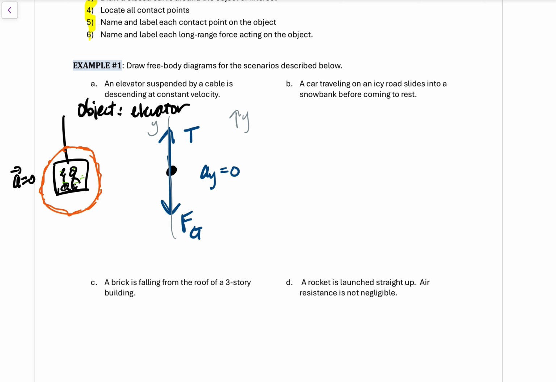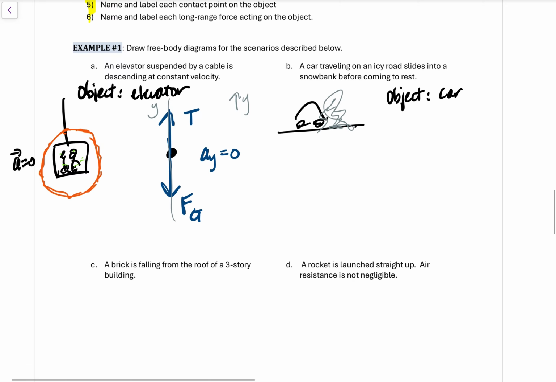All right, let's look at the second one. I have a car traveling on an icy road, sliding into a snowbank. So I'm going to make a little sketch: here's my car, here's my road, and here is my snowbank. Okay, so I've got this situation. I'm going to say the object is the car. So I make a little dot here for my car, and I'm going to put a little circle around the car, indicating my object.